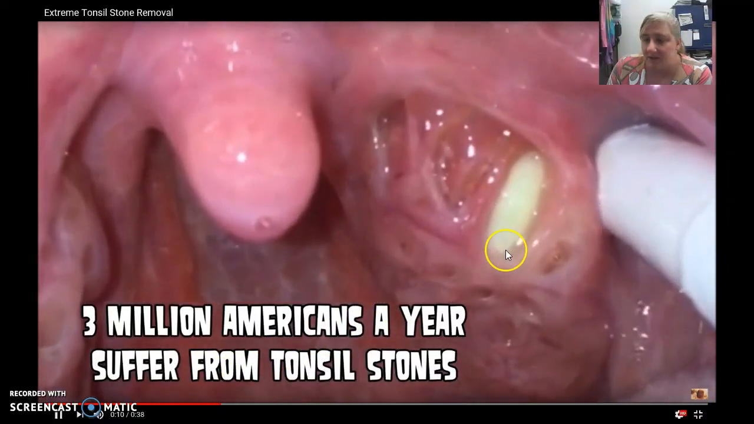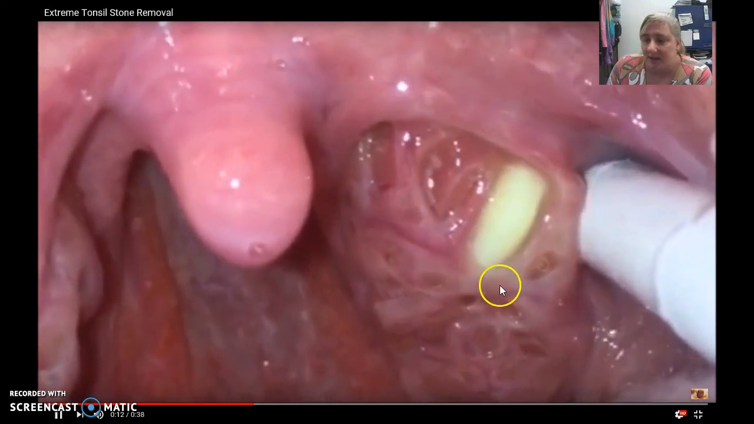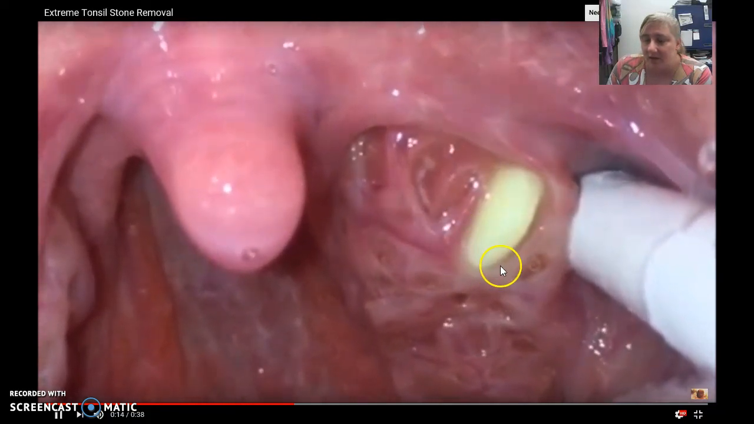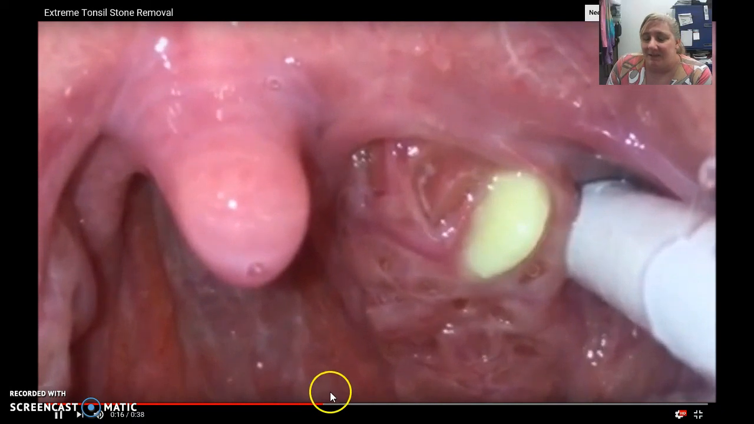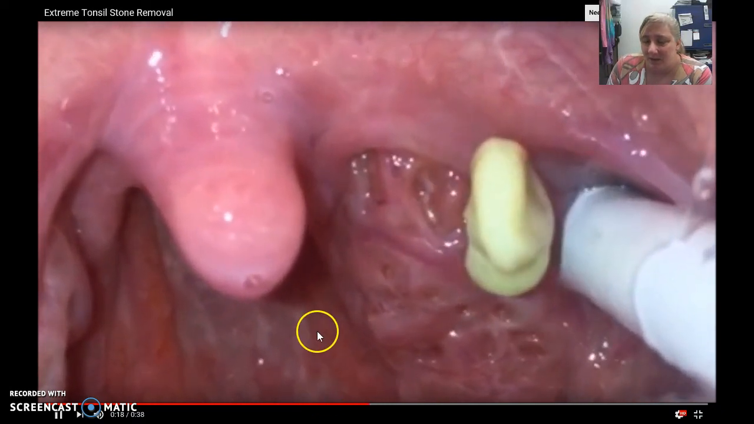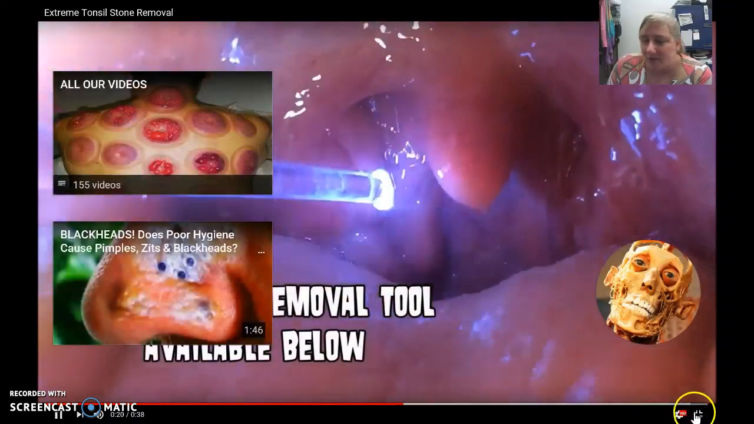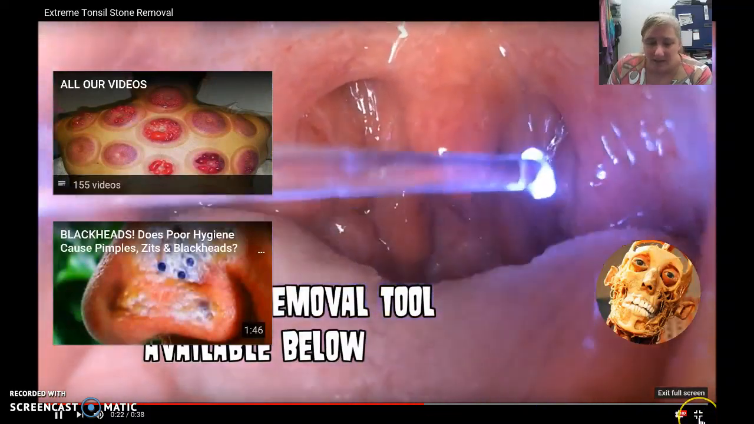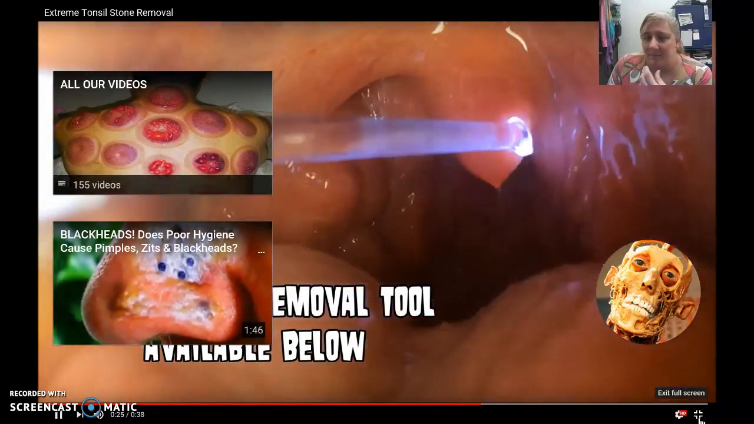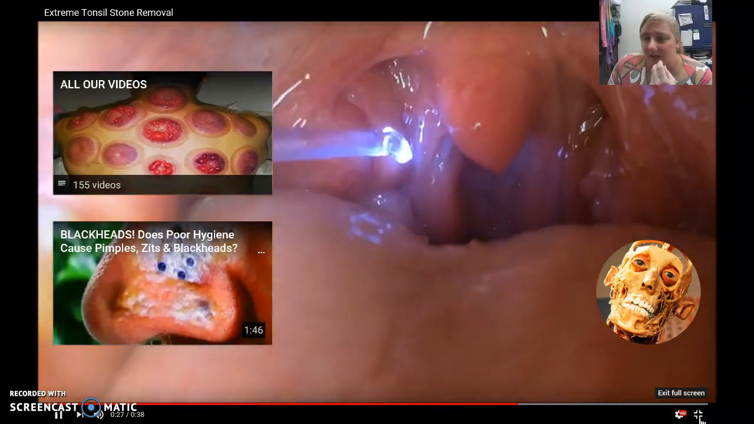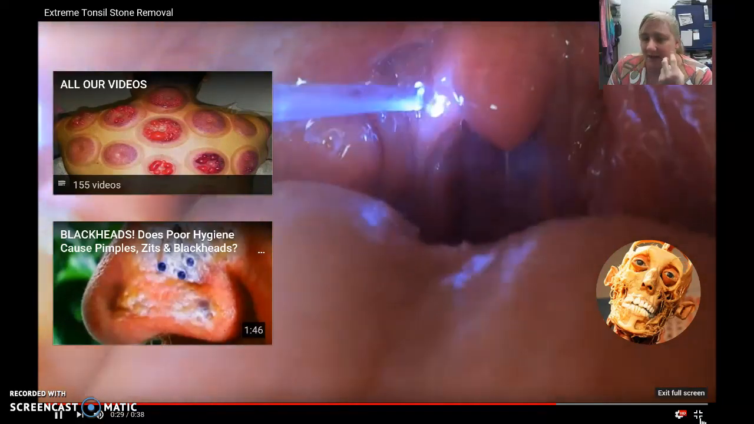And so you can see there's the tonsillar crypt on the tonsil, and it's got a large structure in it. This could have been a piece of food that had gotten trapped, and as it sits there, it gets hardened by calcium.